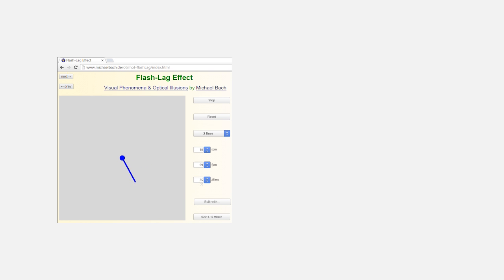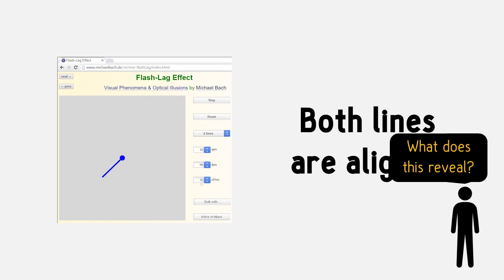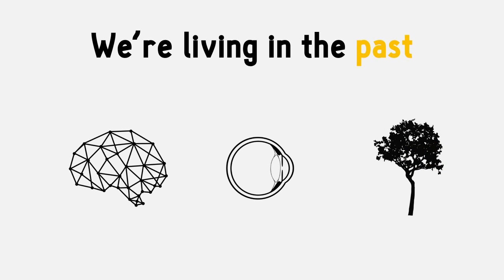Here's another example. Believe it or not, this outer line is blinking in exact alignment with the spinning line. Yet, it seems as though the outer line is lagging behind the rotating line. This is known as the flash lag effect. What does this reveal about our vision? Well, turns out we're living ever so slightly in the past.